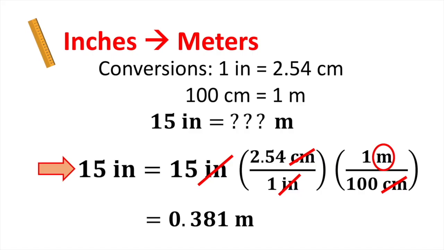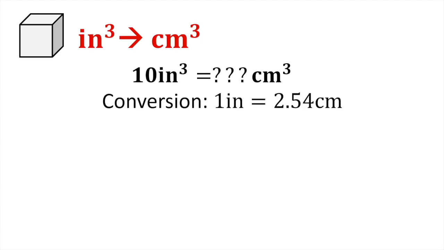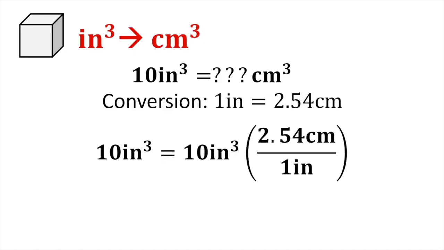How cool is that? Our next example incorporates the conversion factor we used in the last example and applies it to a slightly more involved situation. Volume. Suppose we want to convert from 10 inches cubed to centimeters cubed. Again, we start with the relationship that 1 inch equals 2.54 centimeters. Now, it may be tempting to go straight to taking 10 inches cubed equals 10 inches cubed times 2.54 centimeters divided by 1 inch equals 25.4 centimeters cubed.